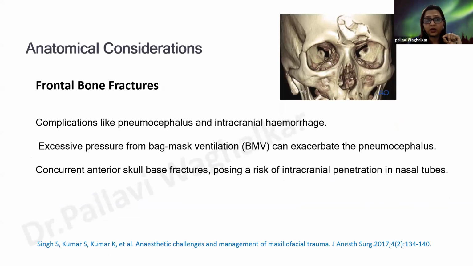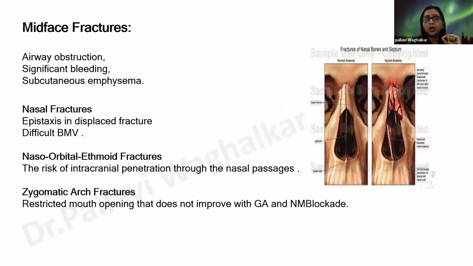Anatomical consideration: whenever there are frontal bone fractures, complications like pneumocephalus or intracranial hemorrhage might be associated. Excessive bag valve mask ventilation can exacerbate the pneumocephalus. With a concurrent anterior skull base fracture, there is a risk of intracranial penetration when you are putting in a nasal tube. Mid-face fractures are more prone to airway obstruction, significant bleeding, subcutaneous emphysema. Naso-orbital ethmoidal fractures again carry a risk of intracranial penetration through nasal passages. In zygomatic arch fractures, sometimes restricted mouth opening will not improve with GA or NM blockade.